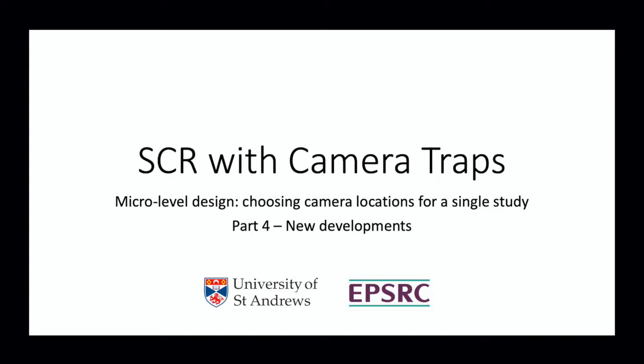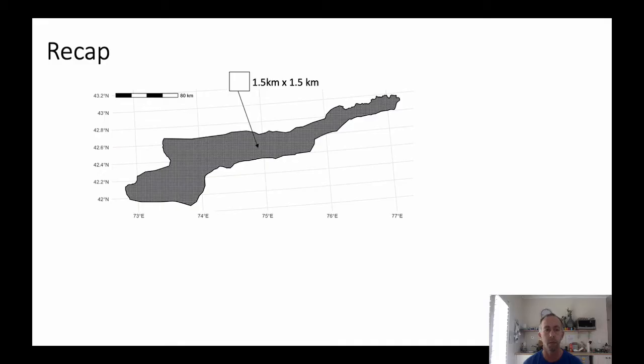That means that although they have the potential to deliver statistically better designs, you want to use some caution when using these new methods. So just to recap where we are, the goal of micro-level design is to choose camera placements for a single survey.